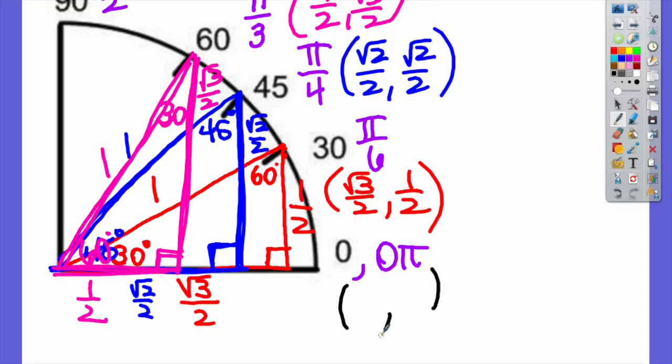All right. Now 0 and 90. Those are the easiest ones. 90 degrees is 0, 1 because it is a radius. You don't go anywhere on your x-axis, but you do go up 1 unit. But 0 is 1, 0 because you went over 1 whole unit, but you didn't go up anywhere.